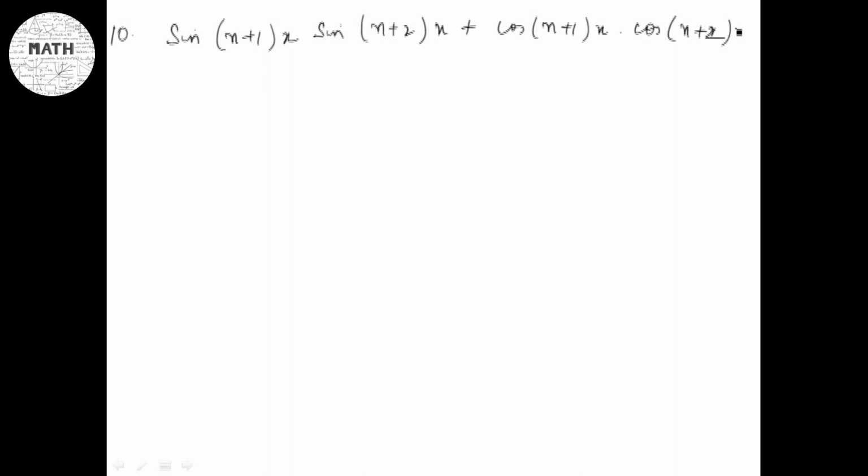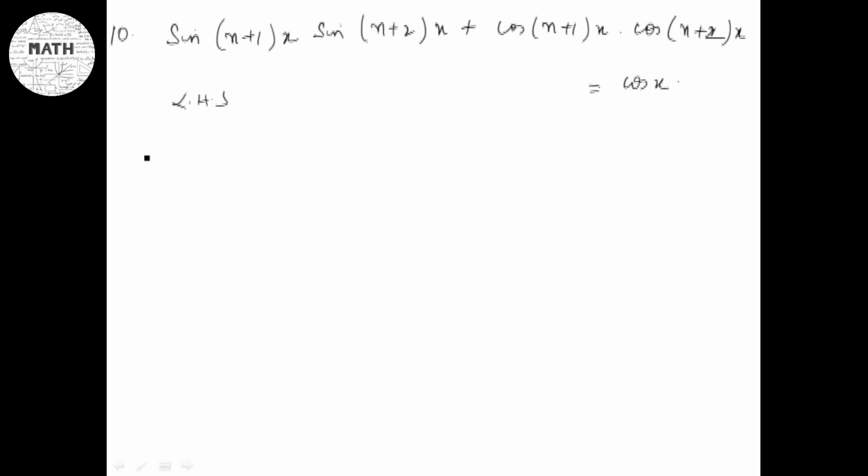All right, in a similar manner, let me jump to question number 10. Question number 10 is given to be sin(n plus 1)x sin(n plus 2)x plus cos(n plus 1)x cos(n plus 2)x equal to cos x. So I have to prove this whole left hand side is nothing more than cos x. So let me take your left hand side.